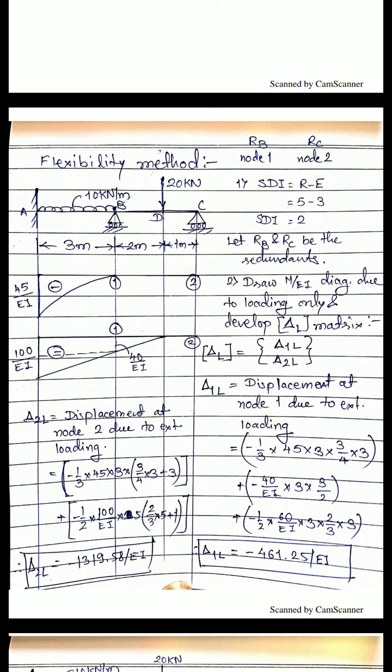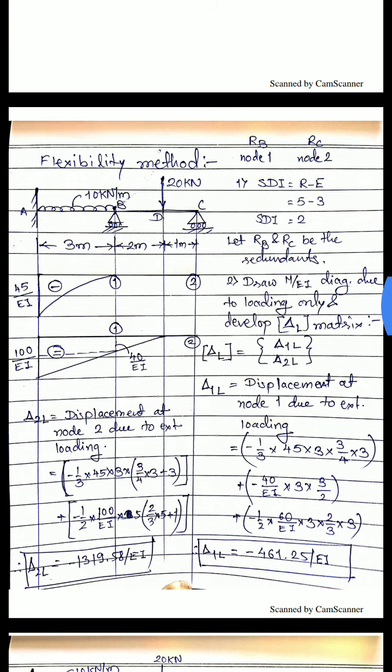See here, I have taken this particular example. One beam ABC is given, and the external loading is one UDL and next a point load. As far as the flexibility method is concerned, this method is called a force method, so we have to find the SDI value, that is the static degree of indeterminacy, for this problem. So the first step itself is to find the SDI value.